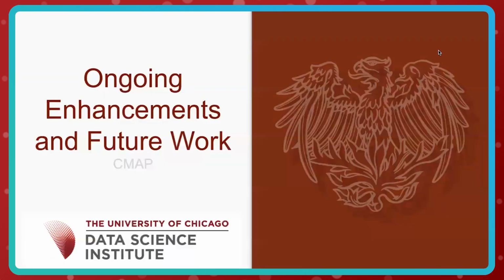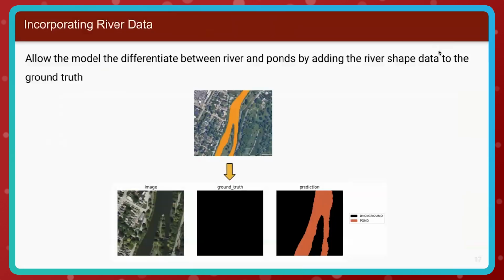Next, we'll be discussing the ongoing enhancement and future work. As discussed above, we propose adding a new dataset to our training model. By incorporating river-shaped data into the ground truth, we allow the model to differentiate between rivers and ponds, which improves its detection ability regarding various water bodies.